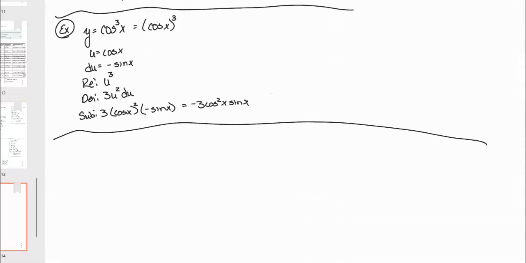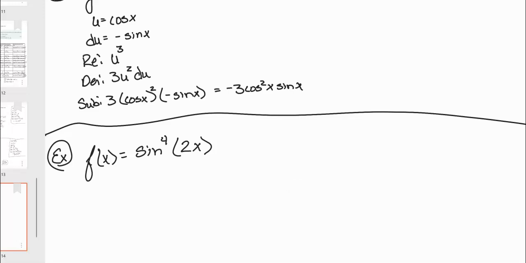So let's look at one more. Let's say we have f of x equals sine to the fourth of 2x. So we're going to peel it kind of like an onion. That outside function, if we think about this, is going to be that sine raised to the fourth power. So let's bring that exponent down and let's subtract 1 from the exponent. So now I have sine cubed.